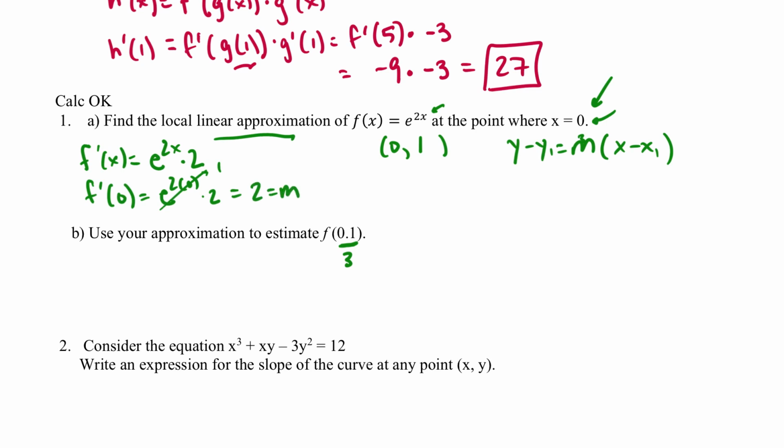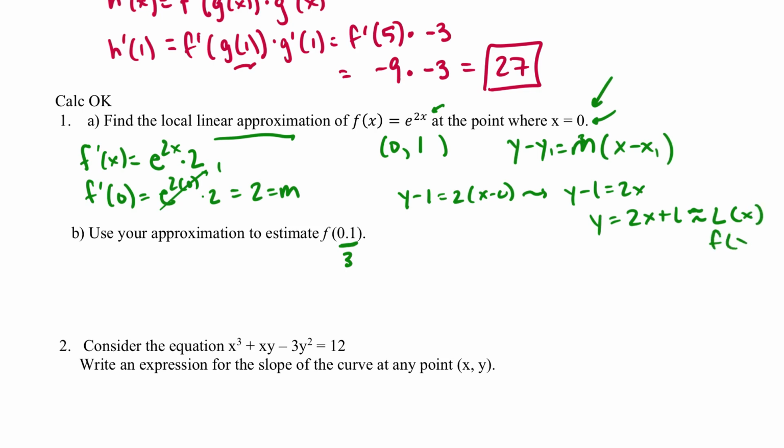2. So now my equation becomes y minus 1 equals 2 times x minus 0. So then this local linear equation is y minus 1 equals 2x, so y equals 2x plus 1, which is my approximate linearization equation. You can also call it f of x. So this is the local linearization equation.